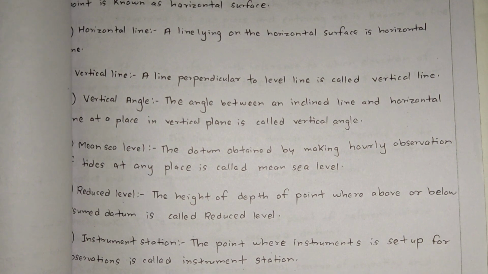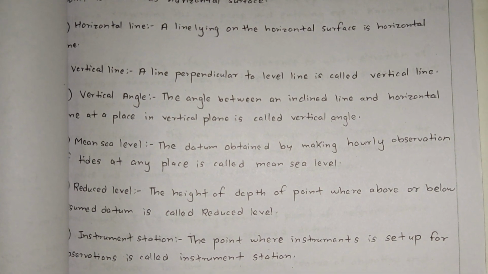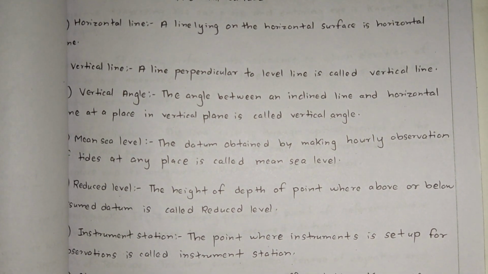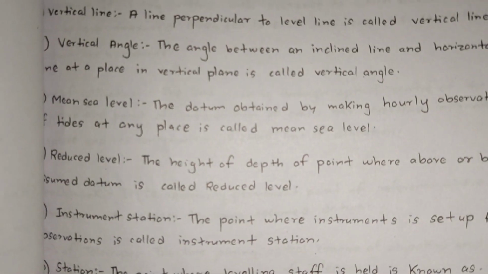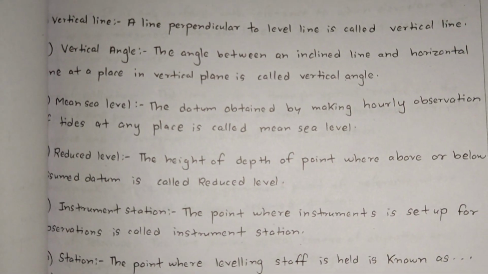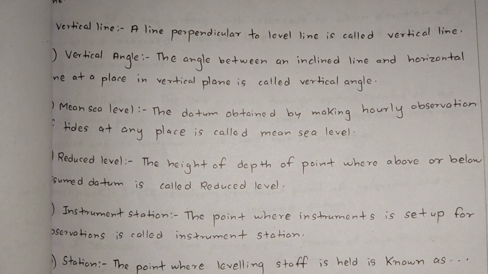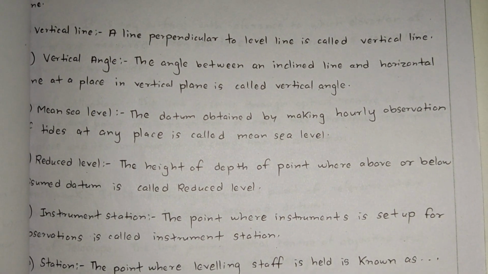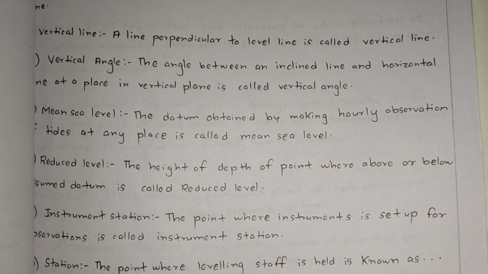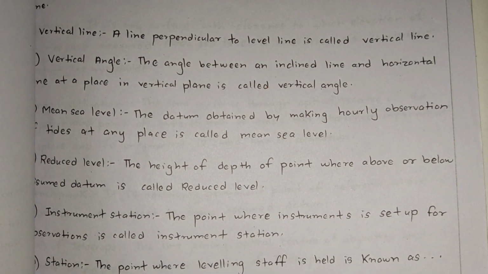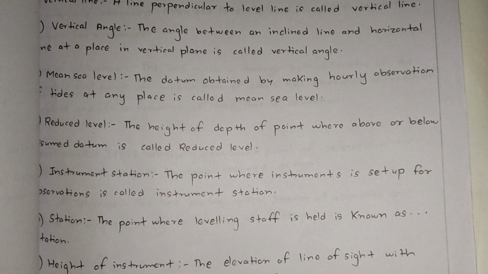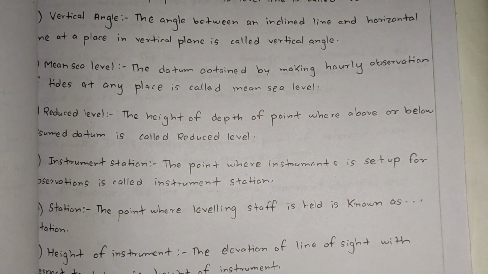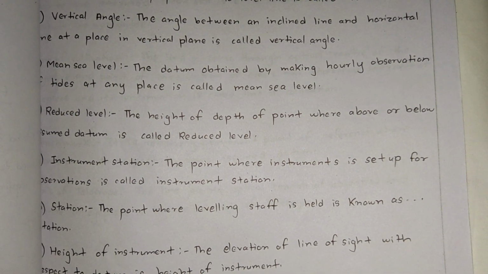Vertical angle: the angle between an inclined line and a horizontal line in a vertical plane is called vertical angle. Mean sea level: the datum obtained by making hourly observations between tides at any place is called mean sea level. Reduced level: the height or depth of a point above or below an assumed datum is called reduced level.